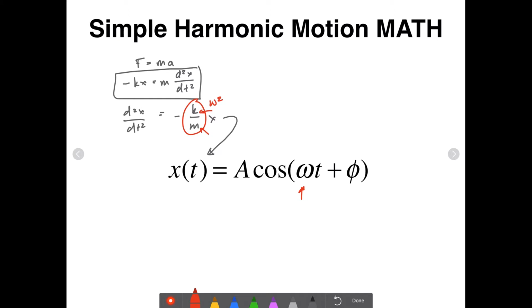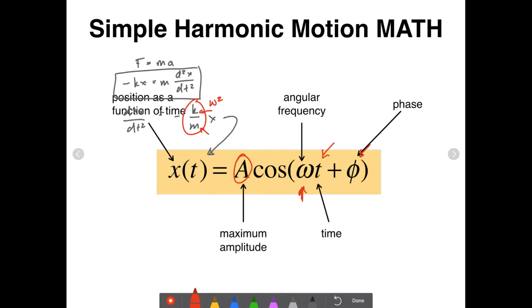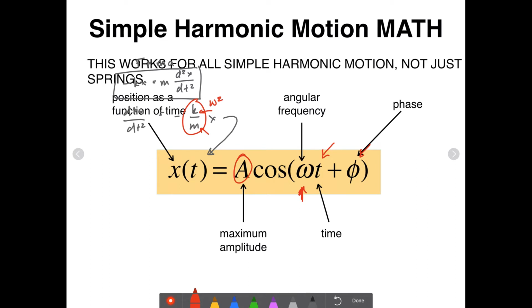Now k is a spring constant and m is the mass. So this says your frequency is determined by just the kind of spring you use and how much mass you put on it. Okay? So this is our position equation for simple harmonic motion. It's always going to be this sinusoidal graph. This is your amplitude. Here you have your frequency. This is just time. And this is something called phase, which we'll talk about in a minute. Okay? So this works for all simple harmonic motion, not just springs, okay?